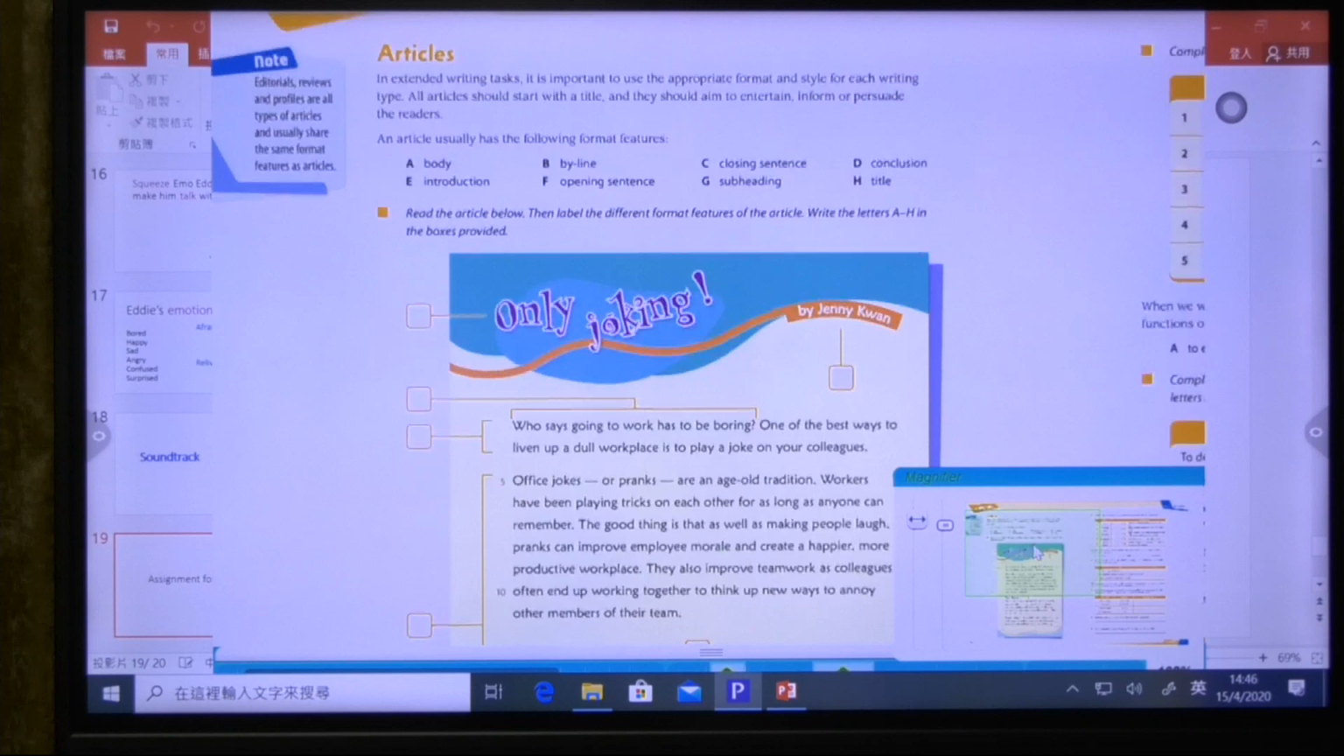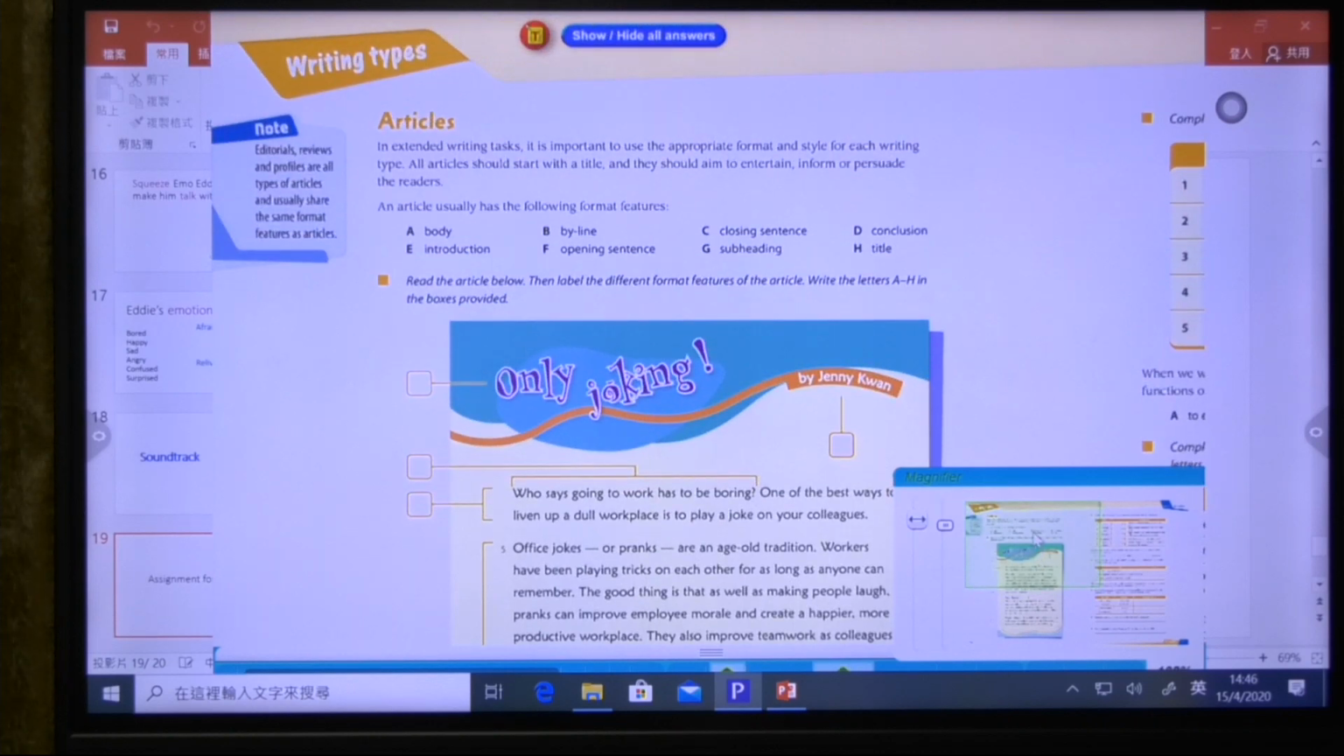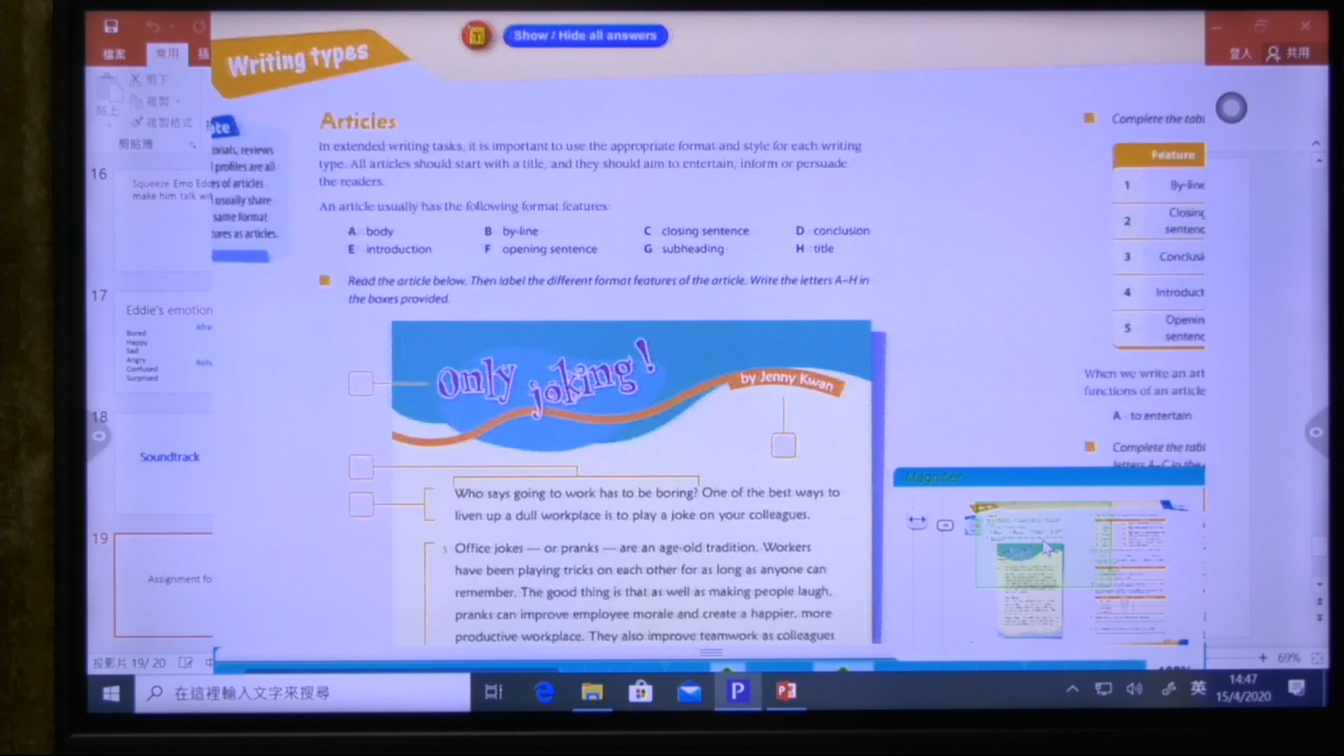So this is the first exercise that I will give you tomorrow. You need to read this article and then try to write down what different parts of the article are actually about. One example is, what is this one? Only joking, it should be the title, and then write it down. So this is the first exercise.